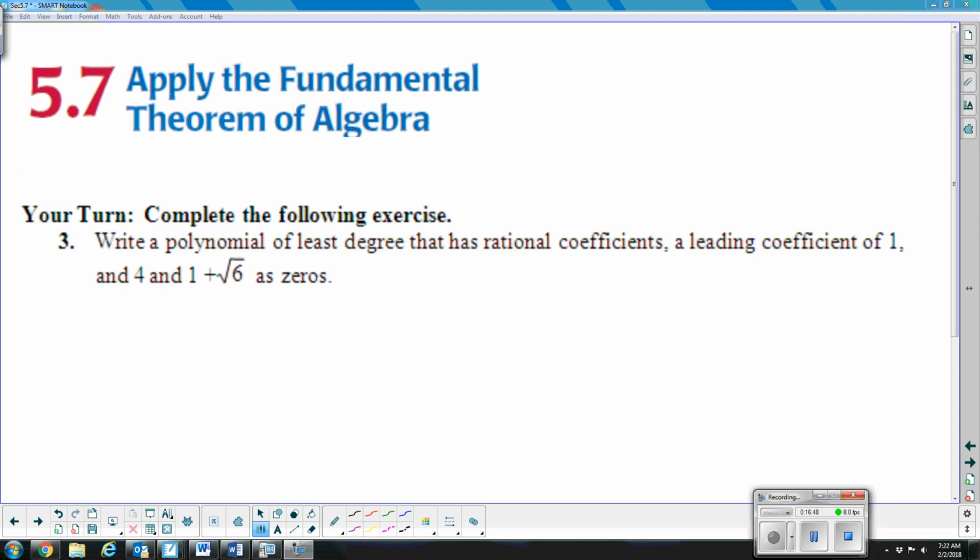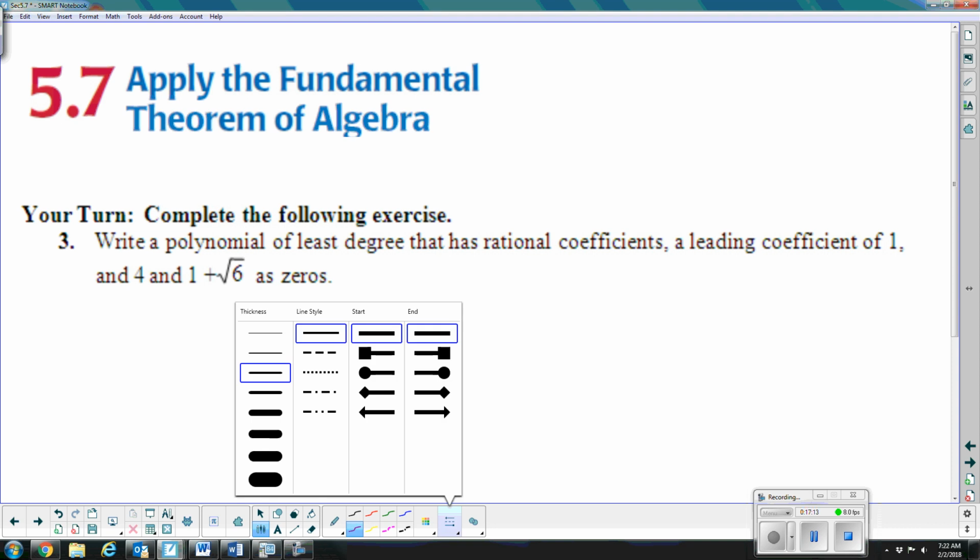All right, in this next problem, you are looking for all the zeros in order to write the polynomial of least degree that has rational coefficients, that has a leading coefficient of 1, and 4 and 1 plus the square root of 6 are 0.